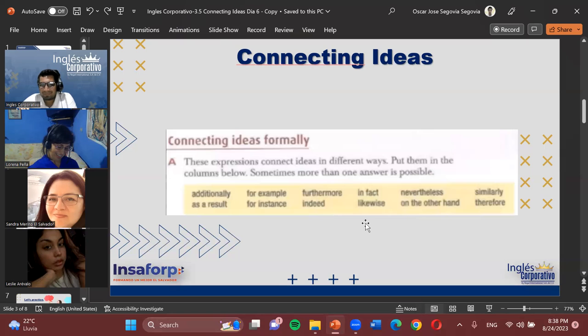Likewise. I think it's used when you connect some idea to another idea. And you say likewise. In the same way? Basically that. As you're saying, following in the same way, for example. In the same way.